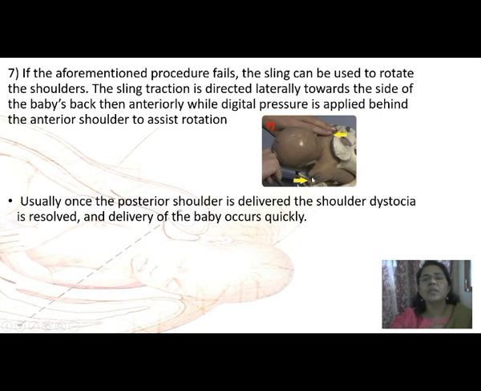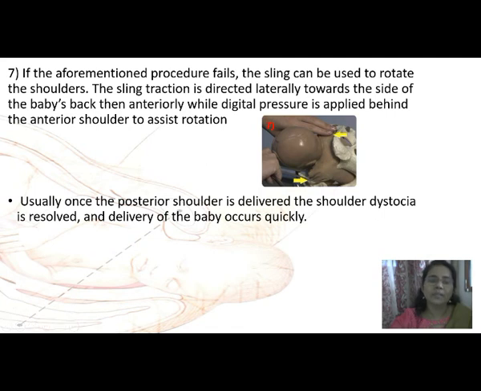We can use this sling to rotate the posterior arm from under the symphysis pubis or the lower portion of the vagina. The sling traction is directed laterally towards the side of the baby's back, then anteriorly, while digital pressure is applied behind the anterior shoulder by the assistant, and then we rotate. So there will be more space. Usually once the posterior shoulder is delivered, the anterior dystocia is dissolved and delivery occurs quickly. This is the method used for PAST.